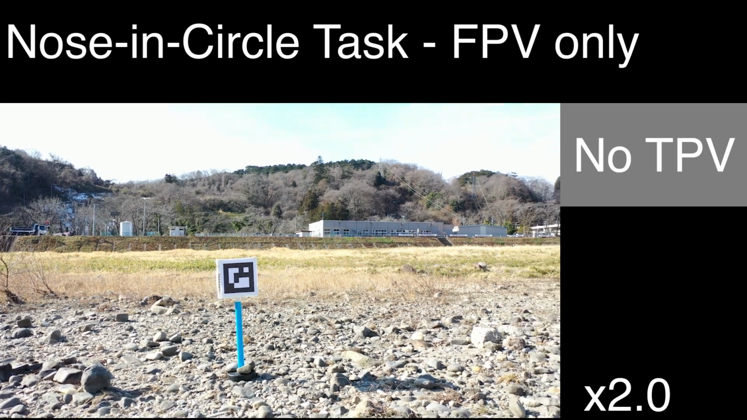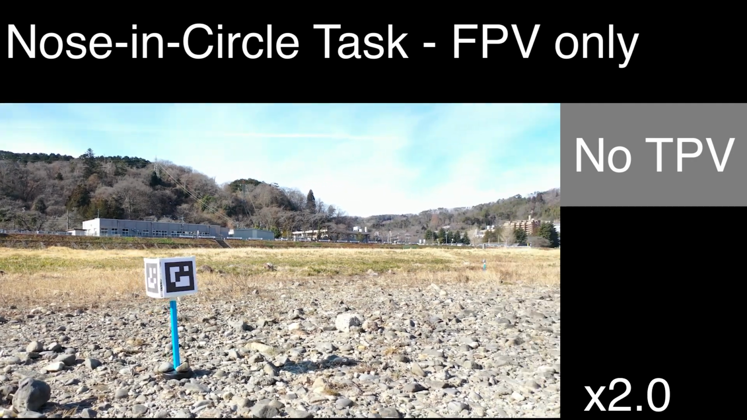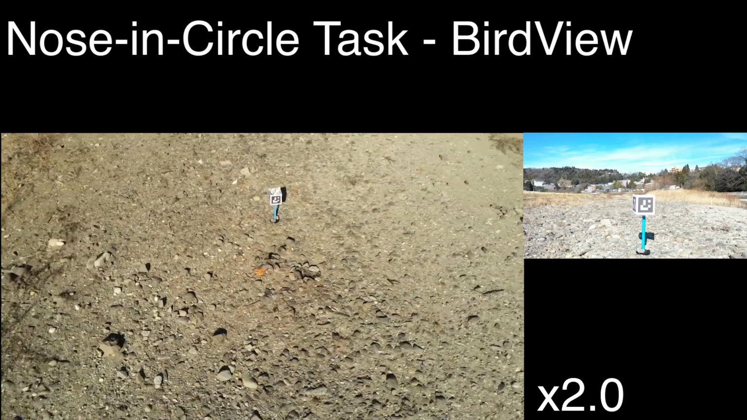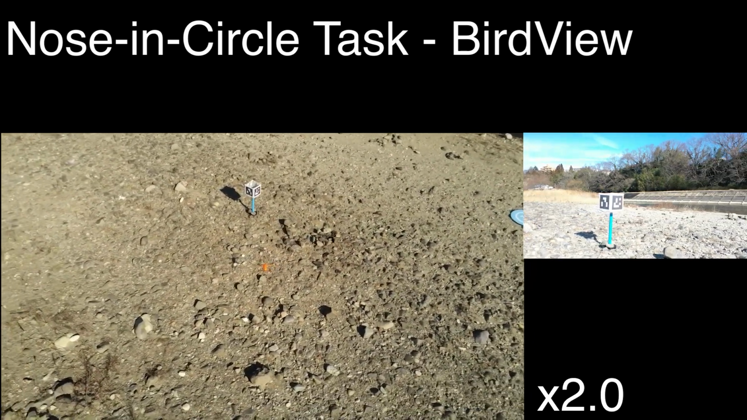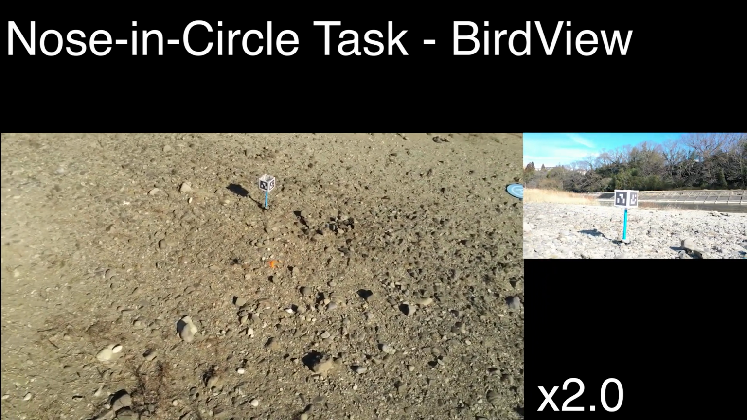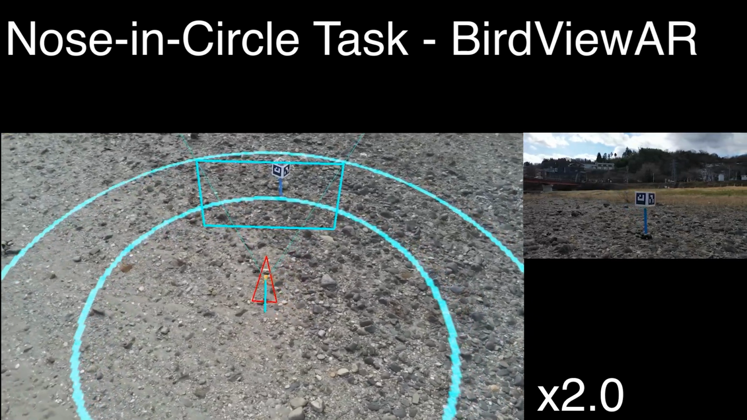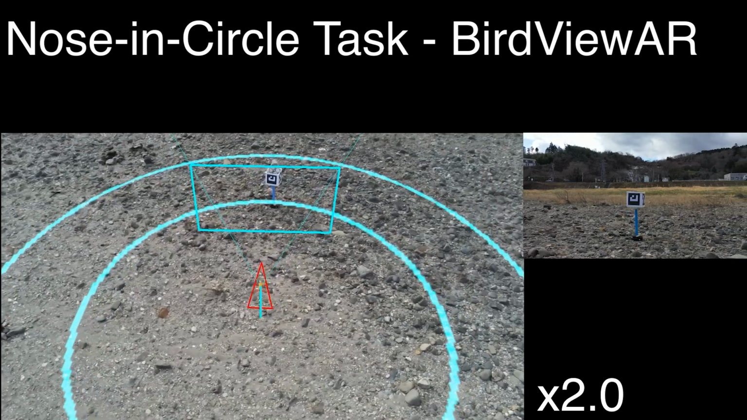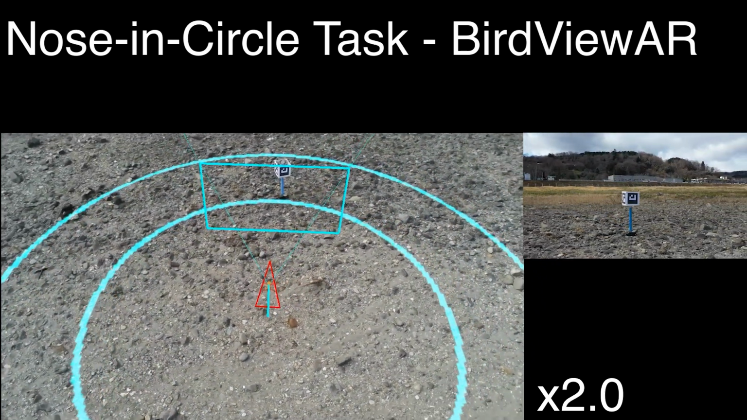We conducted 2 tasks in our outdoor experiment: nose in circle and fast positioning tasks. At the nose in circle task, in FPV only, it is difficult to grasp the distance between the target and the main drone. With plain TPV, pilots can perceive objects in the environment, but it is difficult to grasp the exact spatial relationship around the main drone. Our AR visualization assists the pilot's clear understanding of the spatial status of the main drone relative to the target.